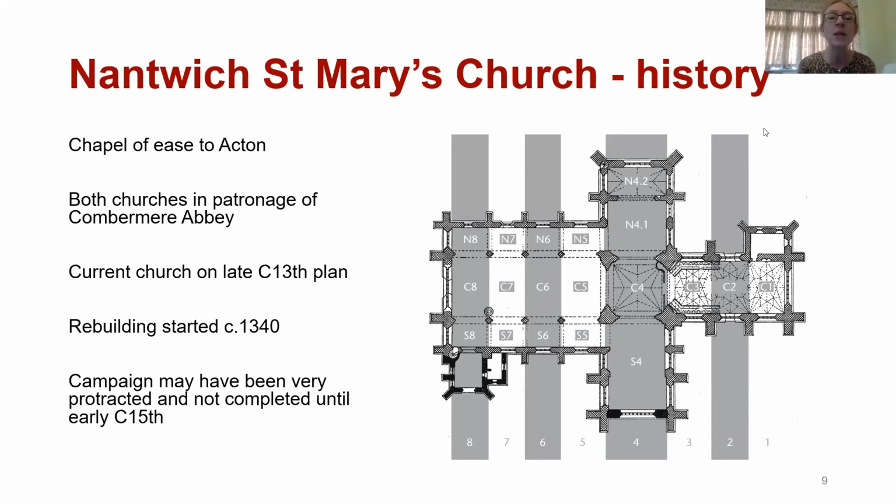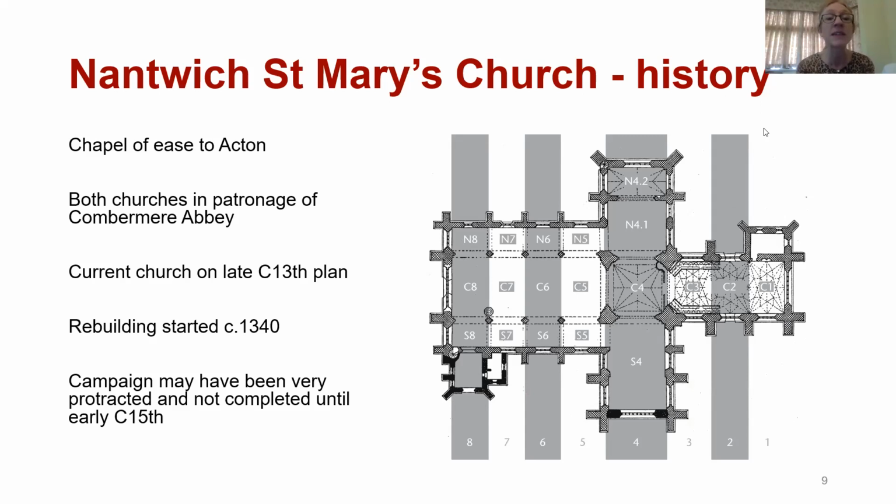Both of these churches were in the patronage of Combermere Abbey, meaning that the vicar of Nantwich was appointed by the monastery. The church was built in the late 13th century, but what we see now has been substantially reworked on the same foundations. It's on a very ambitious scale. You can see it's a cross-shaped church, and the fact that it has a vault at all is unusual in parish churches. But the initial ambitious scale may be attributed to patronage by Robert Burnell, who was Bishop of Bath and Wells and Chancellor of England, one of the really rich men of 13th century England.